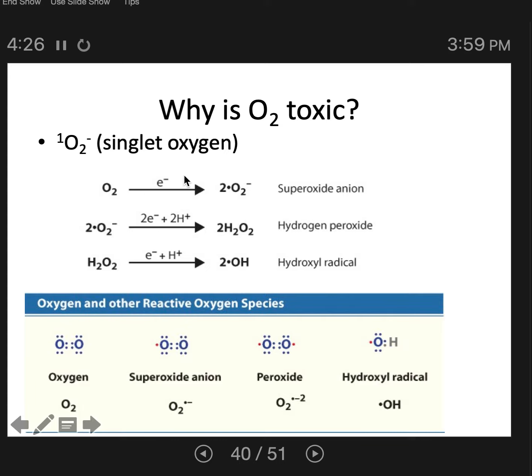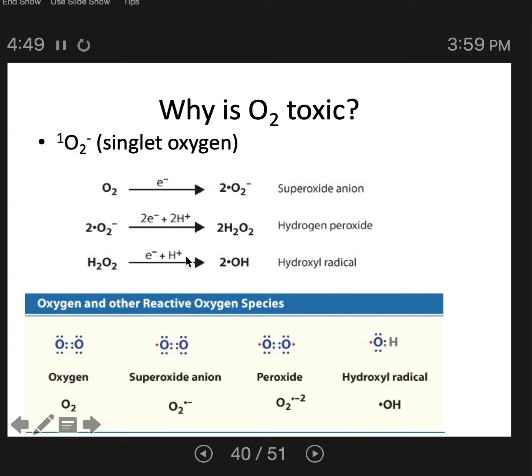So here are some of these chemical reactions, but I'll just say before I go into this that I don't want you to get overwhelmed. I'm not asking you to memorize these reactive oxygen species. I don't need you to know superoxide anion. I don't need you to know peroxide. I don't need you to know hydroxyl radical. I don't need you to know these chemical reactions. I'm going to show them to you, but you don't need to memorize them.